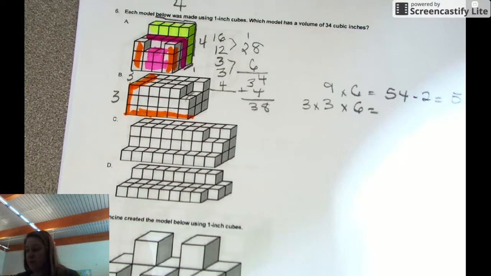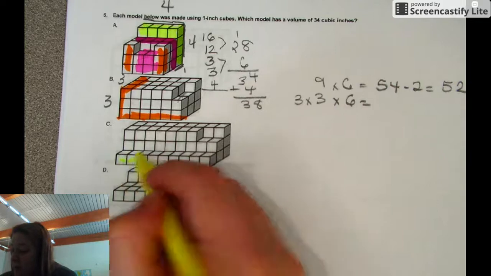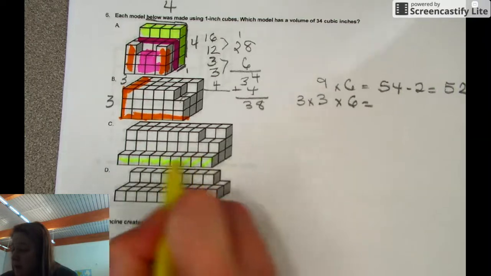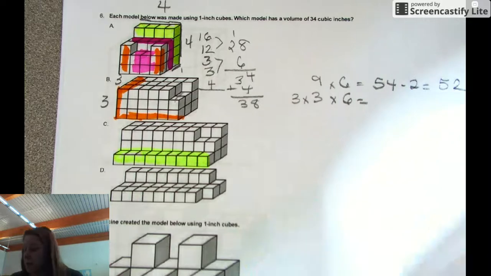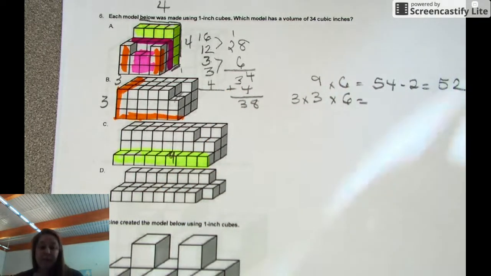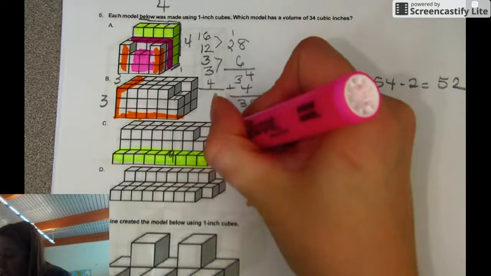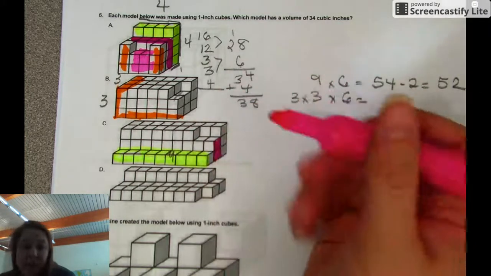Now I'm going to look at C. I'm going to start off with the first level, which is easier for me to do because I can visually see it. So I have 1, 2, 3, 5, 6, 7, 8, 9. I have 9 boxes in this one row right here. In the row behind it, you can see that it's too high. It's 1 wide. So that's 2 boxes.